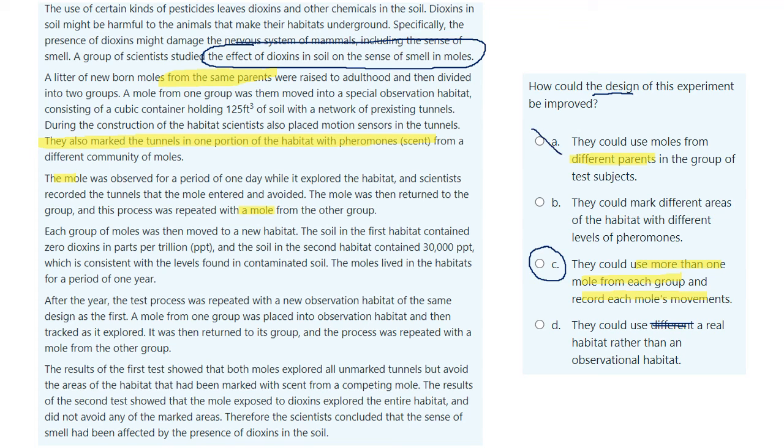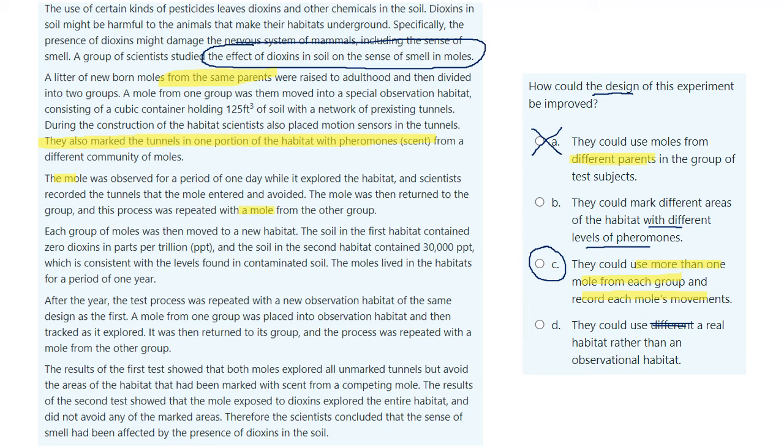A is definitely not the correct answer. Different levels of pheromones. So very strong, middle, and weak smell. That could possibly, but then you'll be looking at the strength of their smelling ability rather than can they smell or not smell. So there's a possibility for B.